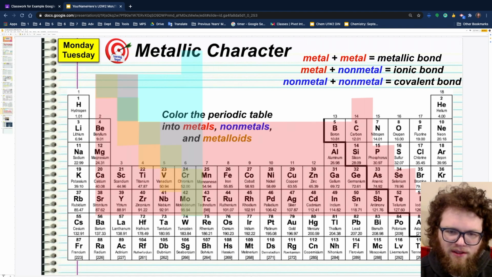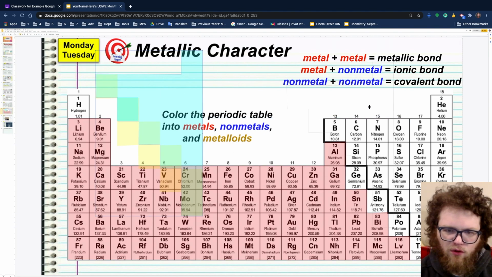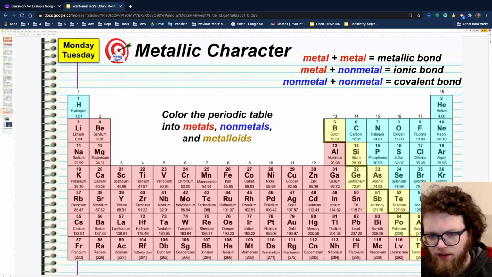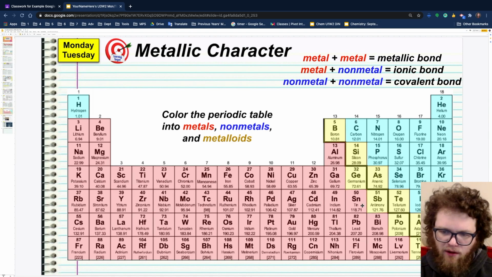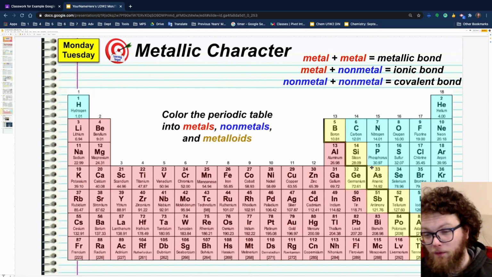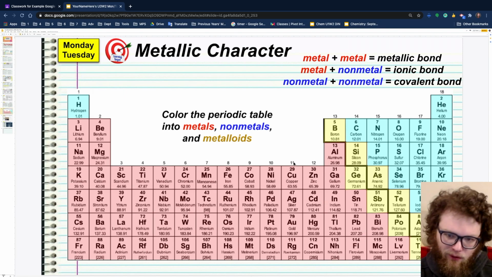Okay, here we go. We've got metallic character. Color in the periodic table into metals, nonmetals, and metalloids. So it looks like we can grab these and move them around. And remember to hold down the shift key to get more fine-tuned movement. And the distinction here in metalloids for metals and nonmetals may be a little different than on previous periodic tables, but there is room for debate and argument, especially among one of these heavier elements, as to what is or is not a metalloid.